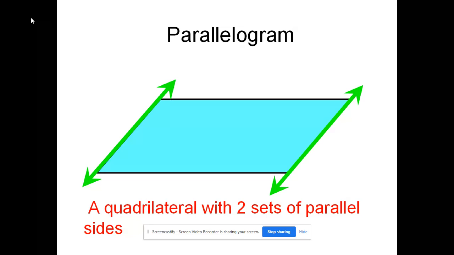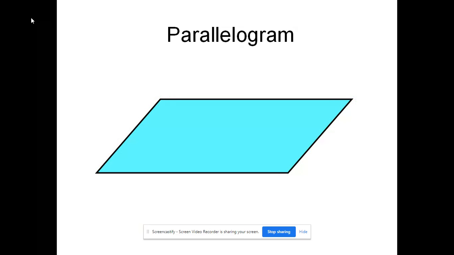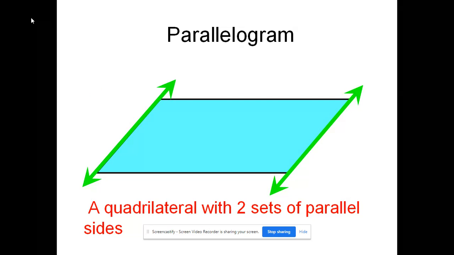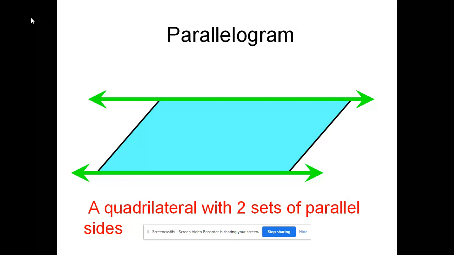Do you see on here the left and right side are parallel? And the top and bottom are parallel. Again, left and right, and top and bottom. Two sets. Remember, a set is a pair. One set is a pair. One set of shoes, one pair of shoes, equals two shoes. Okay. All right. Now that's what defines a parallelogram.